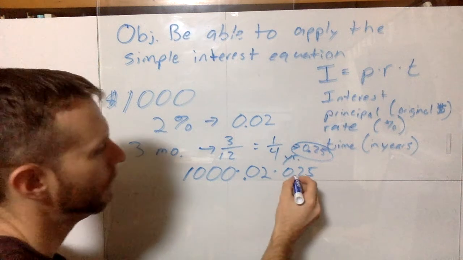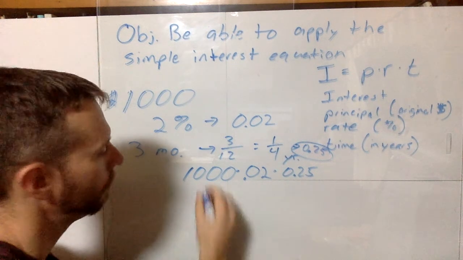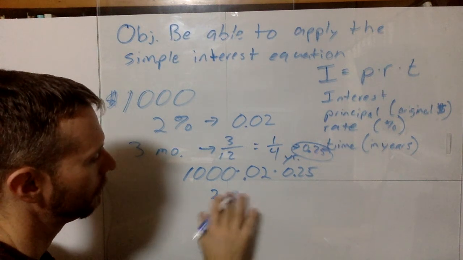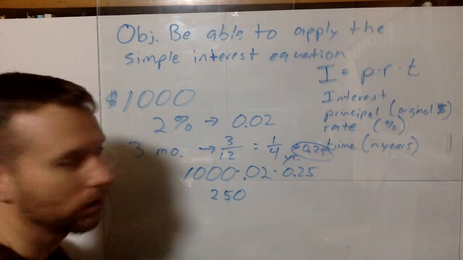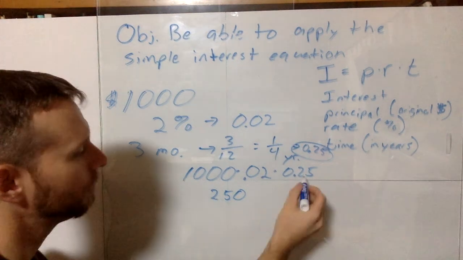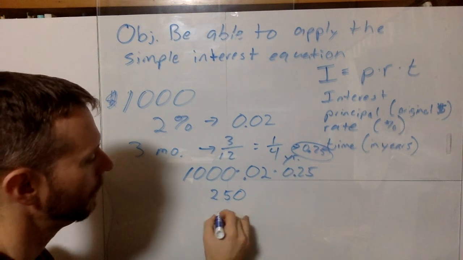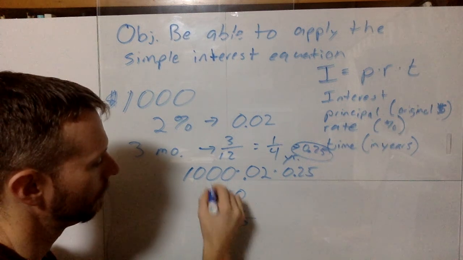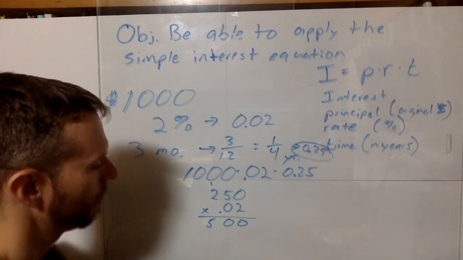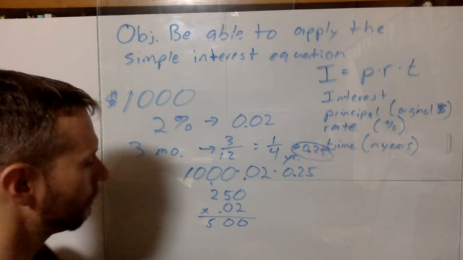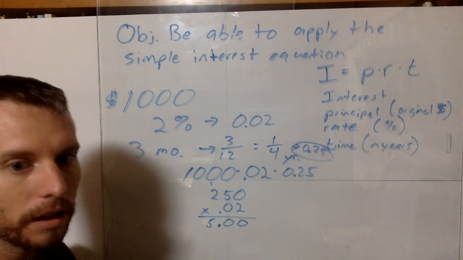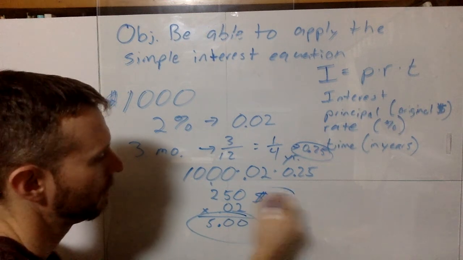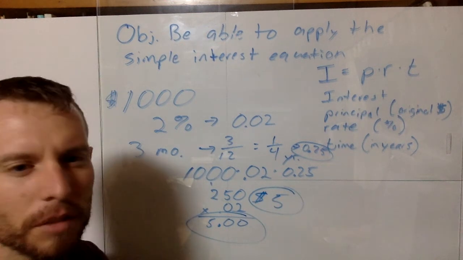So let's see. I think I can do 0.25 times 1,000 gives me 250, right? 0.25 times 1,000 gives you 250. And then multiply that times 0.02 will give me 500. Carry down the decimal. I'm only making $5 off that investment. Not very much.